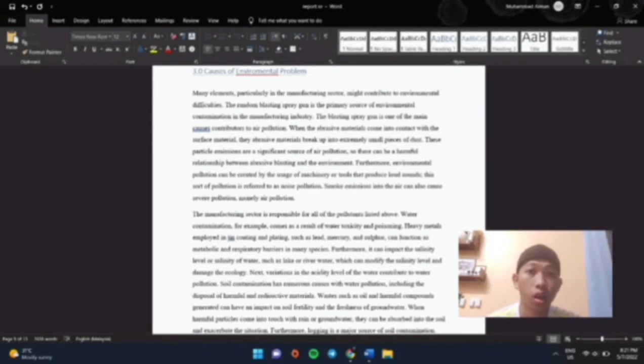In addition, logging is also one of the main causes of soil pollution. Unplanned and widespread logging can cause soil loosening that may lead to landslides.